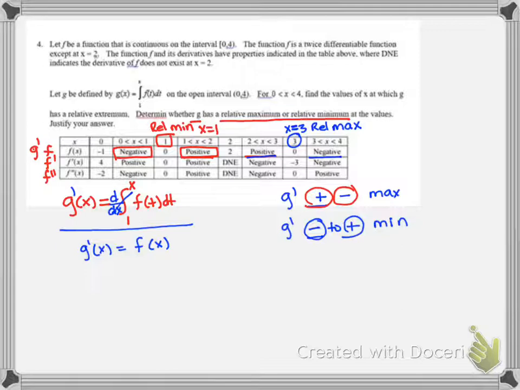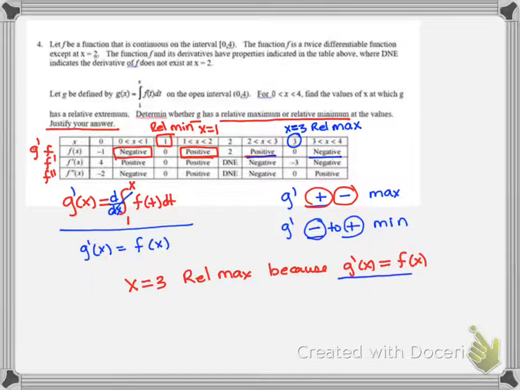That's how, and so they've said, make sure to justify your answer. So we're going to say at x equals 3, we have a relative max because g prime of x, which equals f of x. And that's a key statement to make. You can't talk about g without equating it to f of x, because f is the only thing that was given in the original problem. So you'd need to equate those two things.